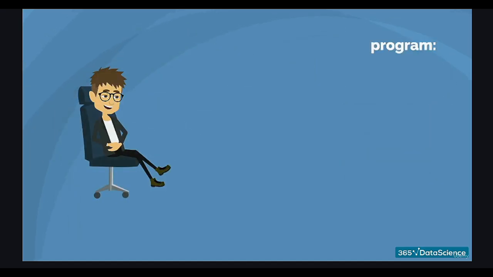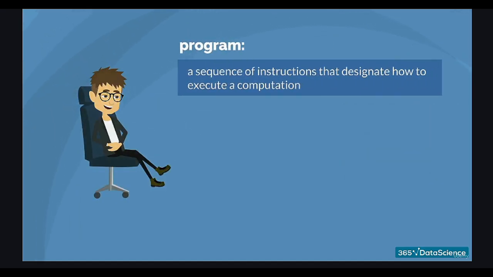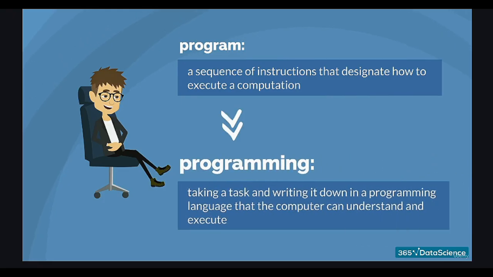A program is a sequence of instructions that designate how to execute a computation. Therefore, the formal definition of programming is the following: taking a task and writing it down in a programming language that the computer can understand and execute.